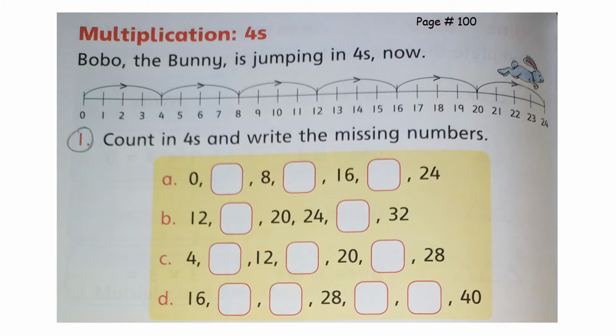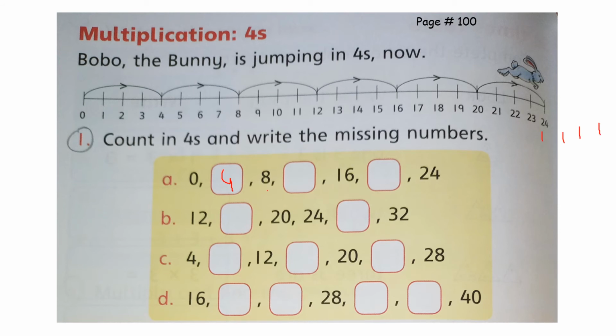Now we are going to do the multiplication table, the times table of 4. Because we are going to do table of 4, Bunny is jumping in 4s. Now you have to add 4 every time. You have to write the number. What do we get when we add 4 to 0? We get 4. What do we get when you add 4 to 4?